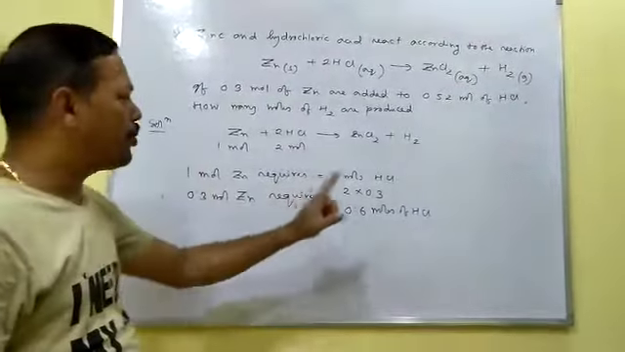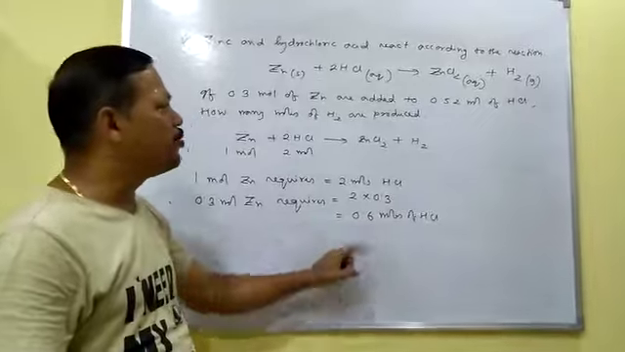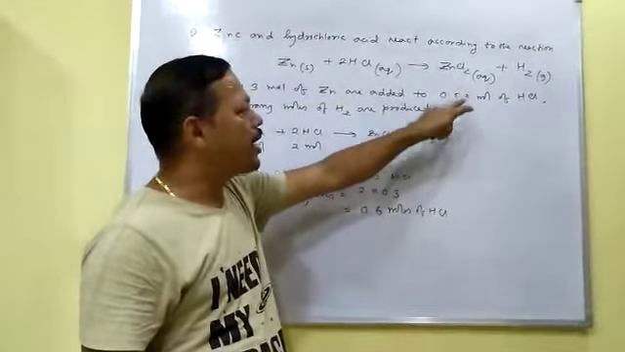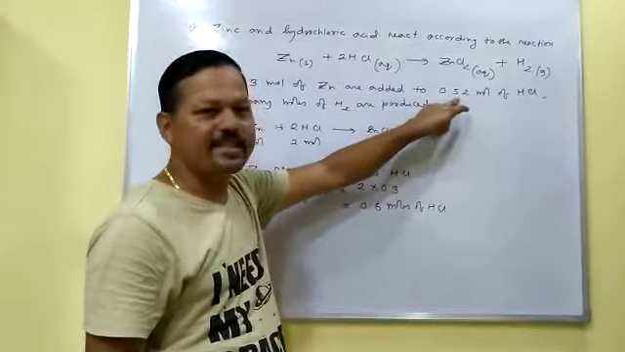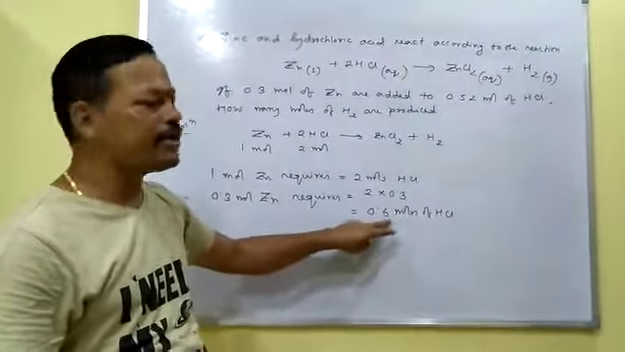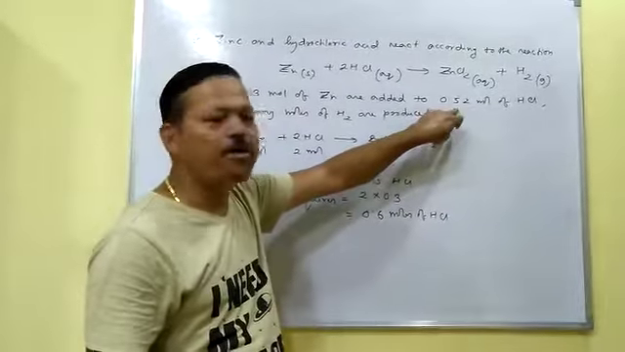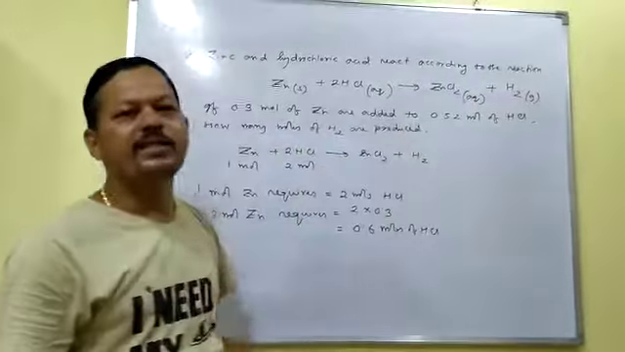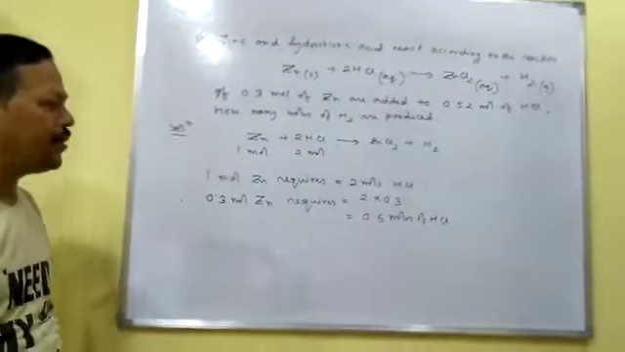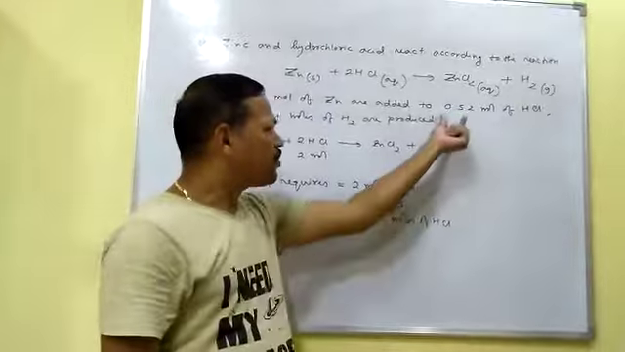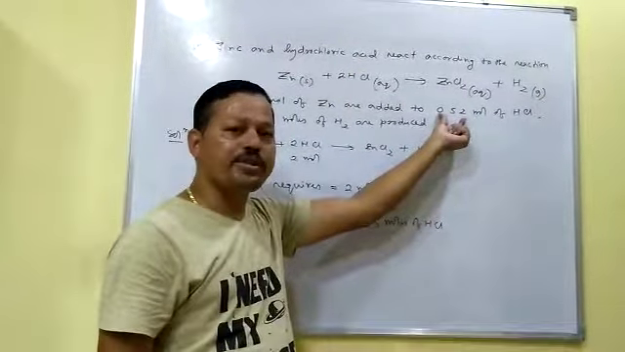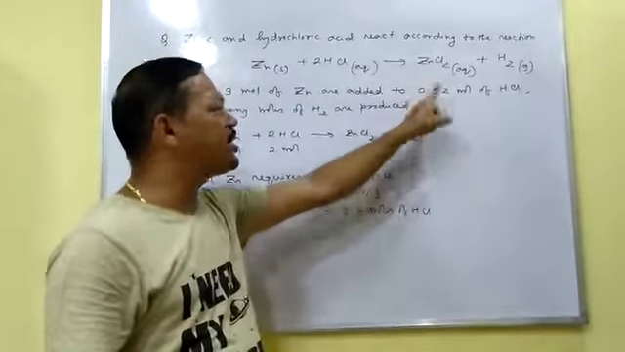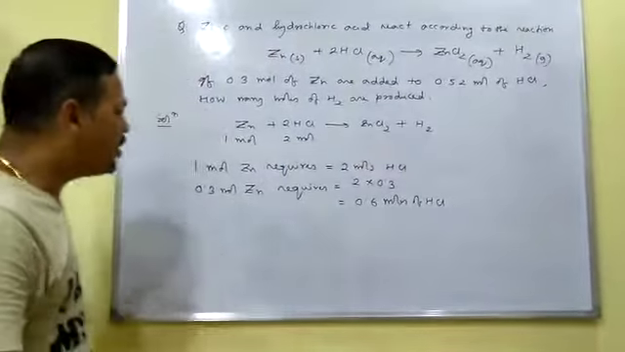So the amount of HCl required is 0.6 mole, but in the question it is given as 0.52 mole. Since the amount of HCl given is less, as the required amount is 0.6 but given 0.52, HCl is said to be the limiting reactant. Actually, if the given amount is more than 0.6, then you can consider it as excess reactant, but here the amount is less than required, that's why HCl is said to be the limiting reactant.